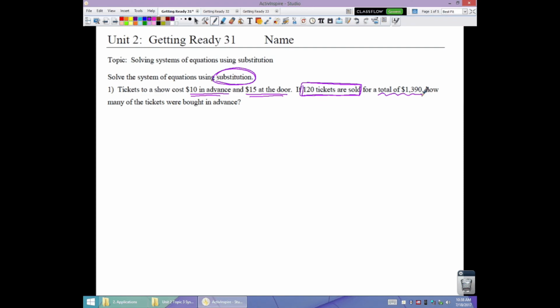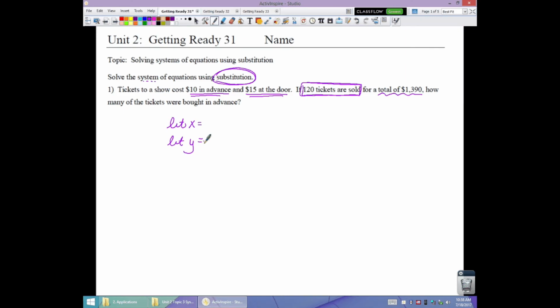Okay, so it only asks us for one of the types of tickets here, but we do have two unknowns, and that's why we're going to need a system of equations. If you have two unknowns, you have to be able to write two equations in order to solve it. So our first step is to identify what our unknowns are. We need to write two let statements, an x and a y.